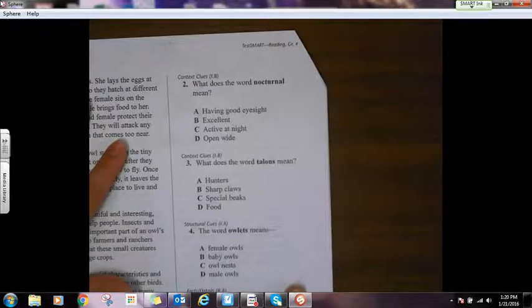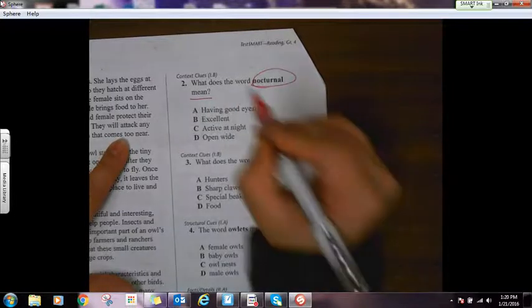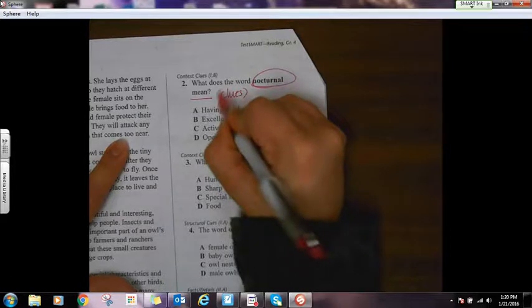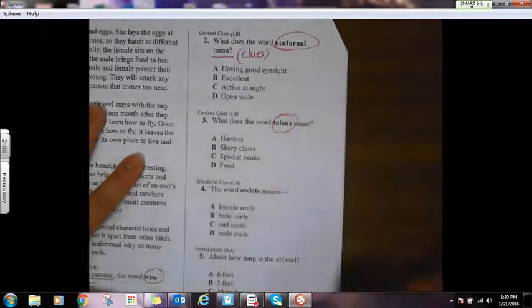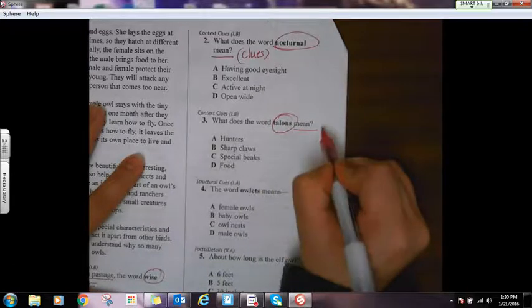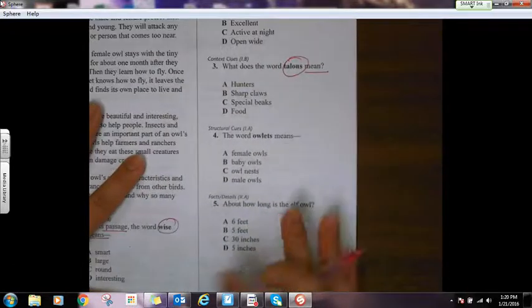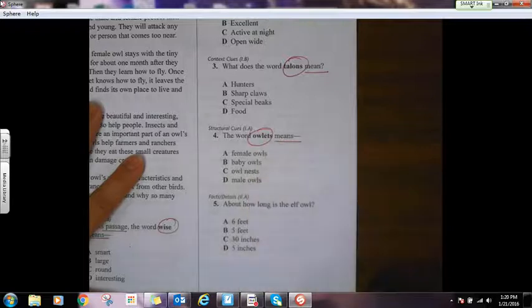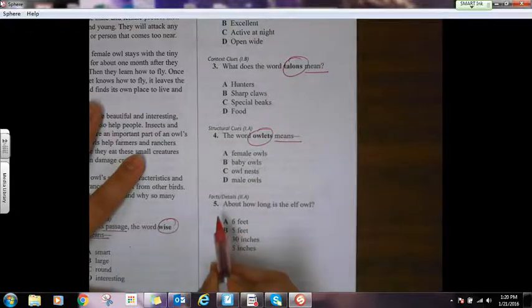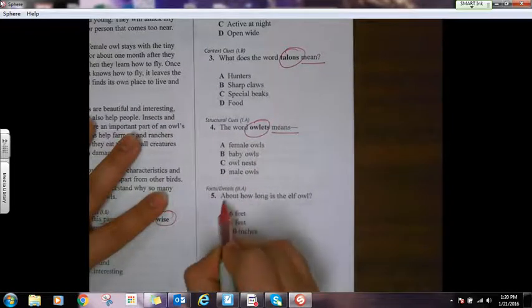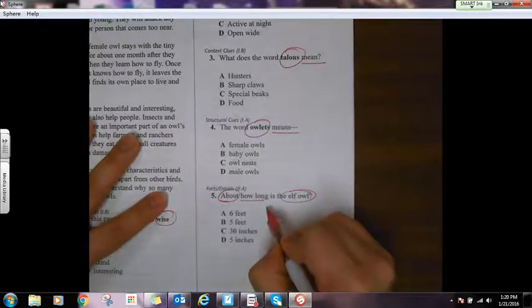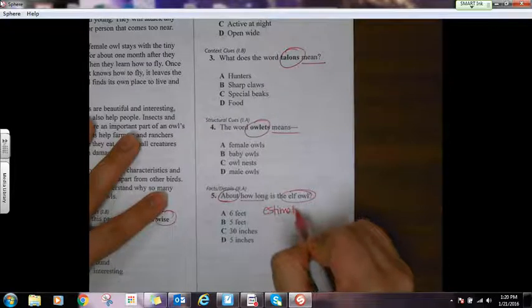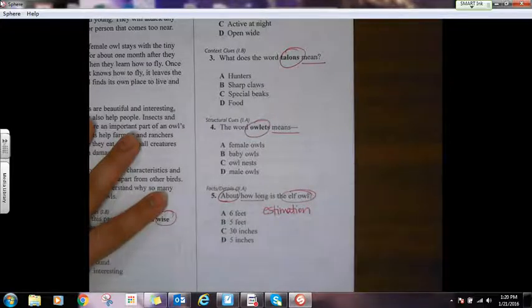Number 2, what does the word nocturnal mean? Okay, and I probably want to be looking for clues in the text to help me to figure that out. Number 3, what does the word talons mean? Number 4, the word owlets means. Number 5, it says about how long is the elf owl. So this is going to give me some sort of an estimation. It may not be an exact measurement for the owl.